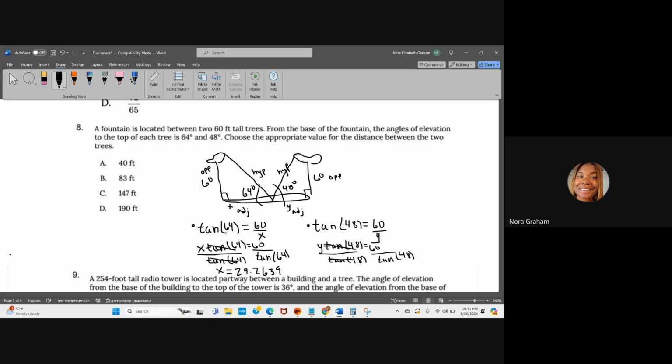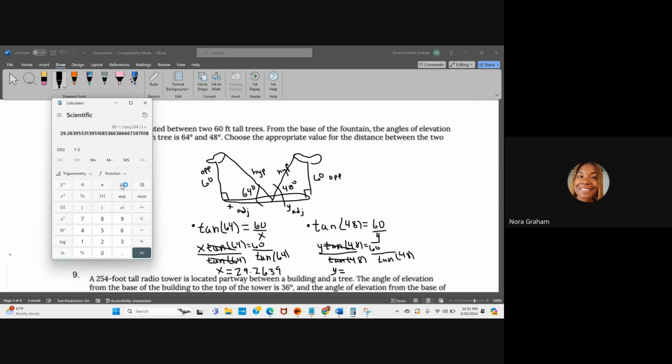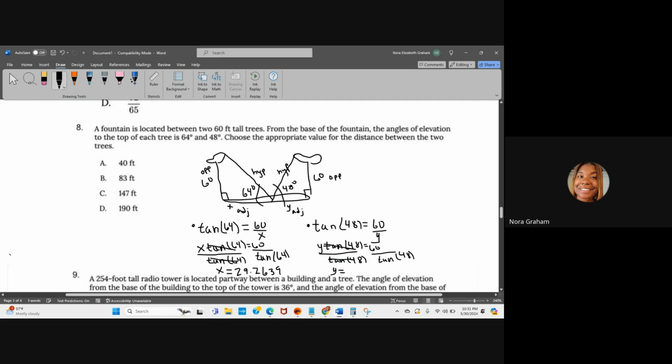My y is isolated. So right here, y is going to equal, again, if you do this in your calculator, make sure you're in degrees. I do 60 divided by tan 48, which equals 54. Again, I'm going to write out at least 4 after my decimal point, just so when I add these together, it's as precise as I can get it. And I get 0242.